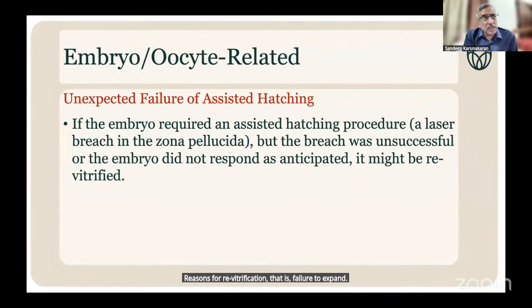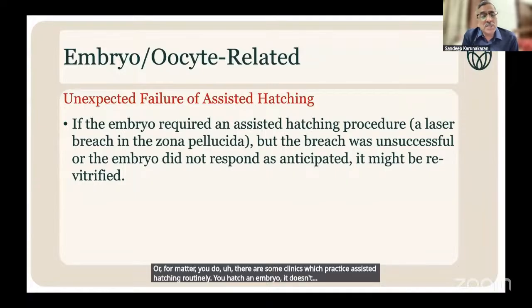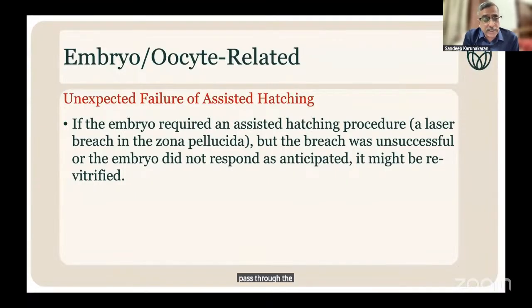Or for that matter, there are some clinics which practice assisted hatching routinely. You hatch an embryo, and it doesn't pass through the hole that was created. Why did it not? Possibly the embryo was not strong enough, viable enough, or competent enough to pass through that small hole.